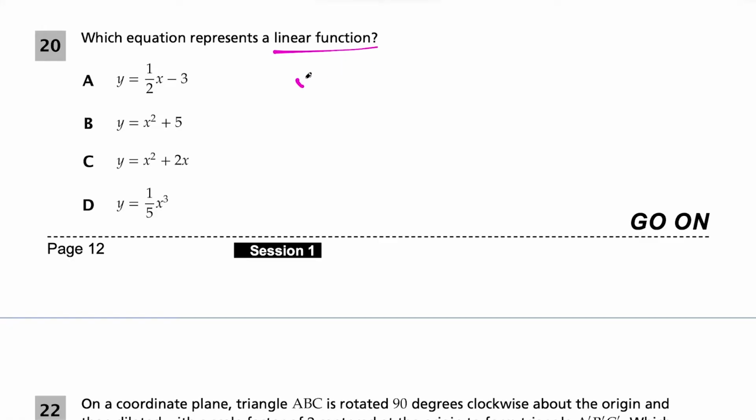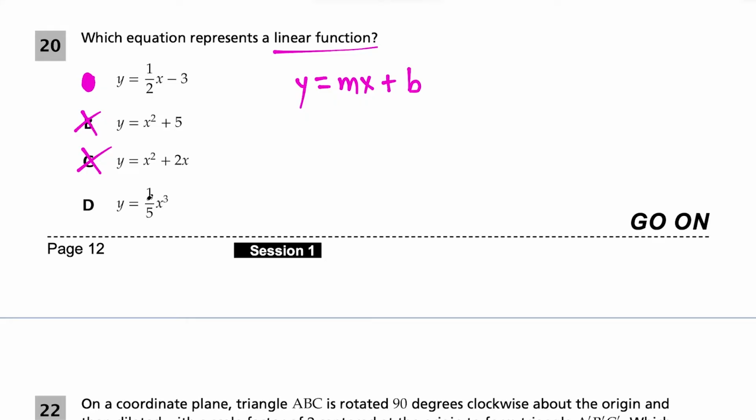So for this one, we're looking for an answer choice that's in the form of y equals mx plus b. And notice if there's no exponent written there, it has to be x to the first power. So looking through all of the answer choices, the only one that's in this form is choice A. The problem with choice B is that this is a quadratic equation. It's in the form of x squared plus 5. So this would be a parabola. This is another one that has an x to the second power. So this is another parabola.